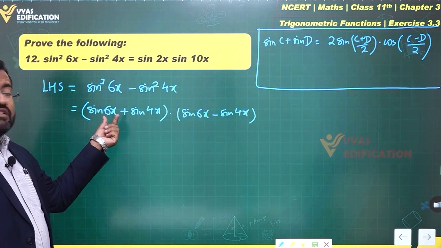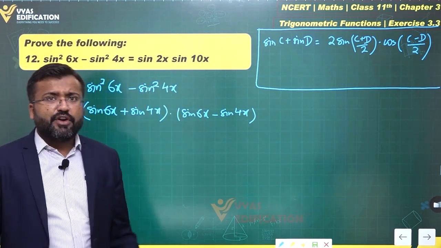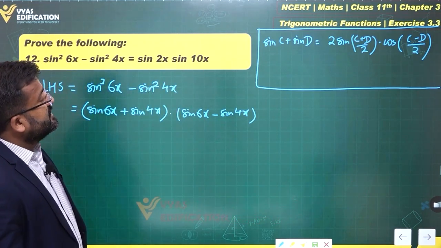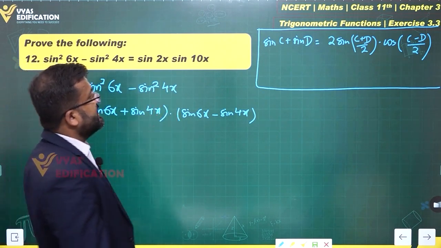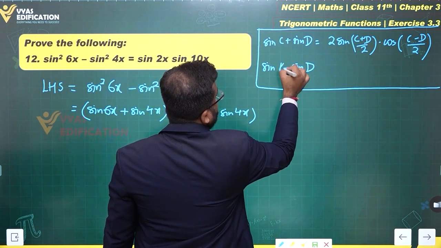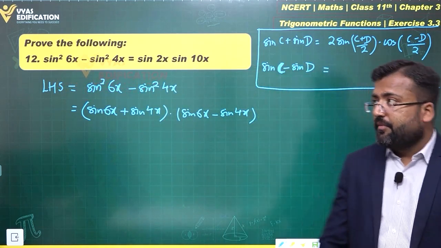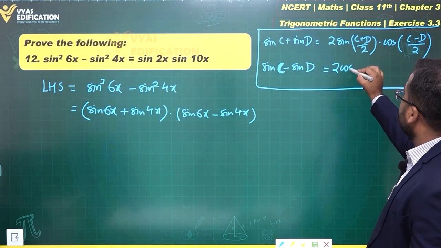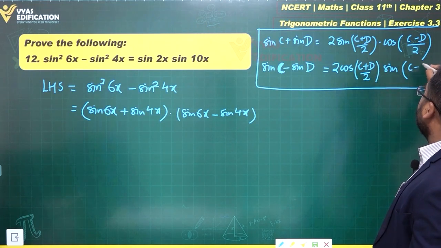From the sum or difference, we are trying to convert into a product, because in the RHS we have a product only, right? Okay, sin C plus sin D is 2 sin C plus D by 2 cos of C minus D by 2. And what is sin C minus sin D? Sin C minus sin D will be equal to, you should remember this one as well. This is 2 cos C plus D by 2 sin C minus D by 2.